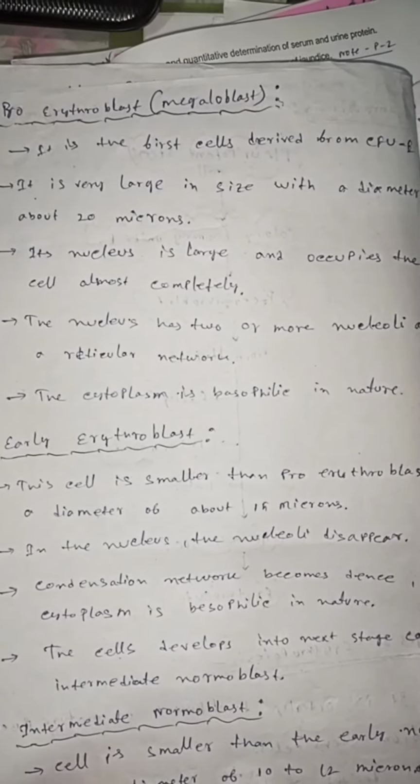First I will discuss the stages of erythropoiesis, and you can see the erythropoiesis flowchart there also. We will discuss the stages of erythropoiesis. Okay, so first is pro-erythroblast. So the first stage is pro-erythroblast.